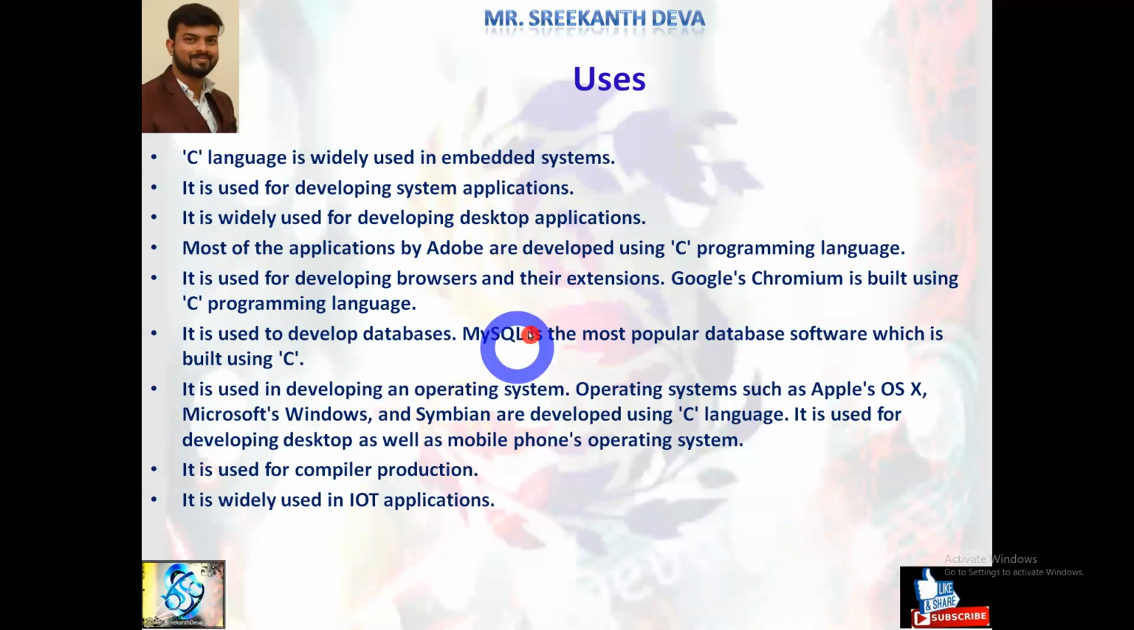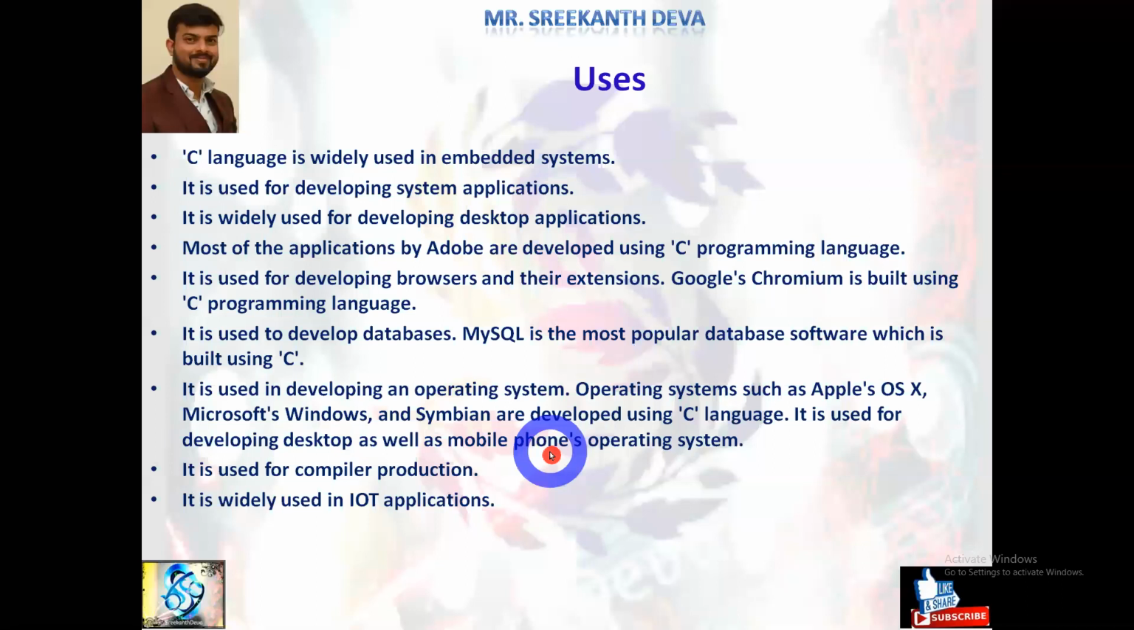Especially the MySQL server, the most popular database software, is built using the C language. MySQL is there, Oracle is there, and most databases are developed with the help of C programming. It is used in developing operating systems such as Apple OS X, Microsoft Windows and Symbian, which are developed using the C programming language. It is used for developing desktop as well as mobile phone operating systems.